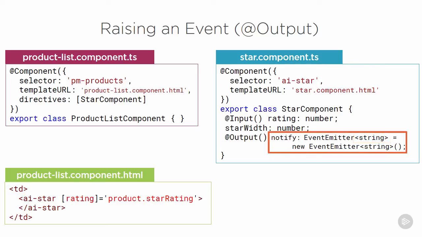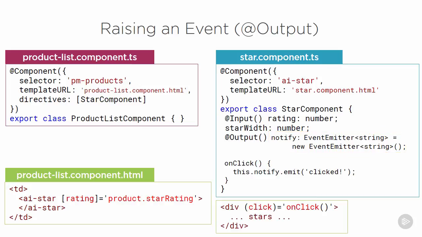In this example, we define a notify event with a string payload. When the user clicks on the stars, the star component receives that click event. We use event binding in the star component template to call the star component's onClick method. In the onClick method, we use the notify event property and call its emit method to raise the notify event to the container. If we want to pass data in the event payload, we pass that data into the emit method. In this example, the onClick method raises the notify event and sets the event payload to a string message.